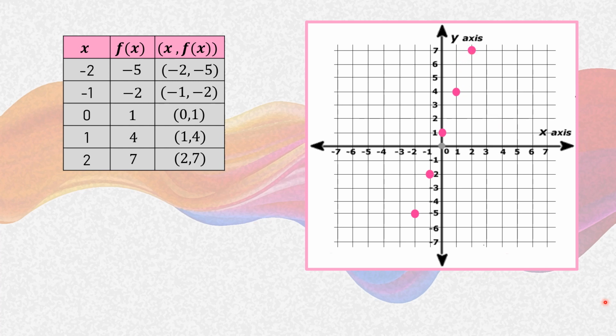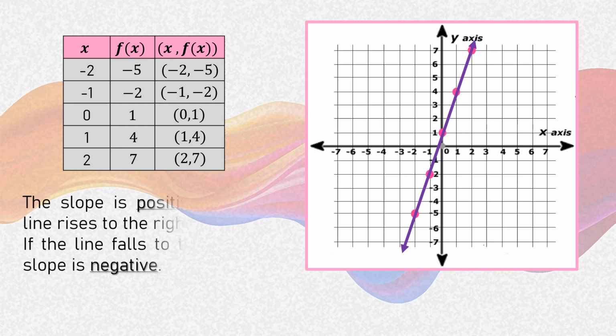And then let us connect the points using a line. So, as you can see, ang line natin ay pataas, papunta sa kanan. So, the slope is positive when the line rises to the right. If the line falls to the right, the slope is negative. Gaya ng nasabi ko kanina, since pataas ang ating line, papunta sa kanan, therefore, ang slope ng given graph ay positive.